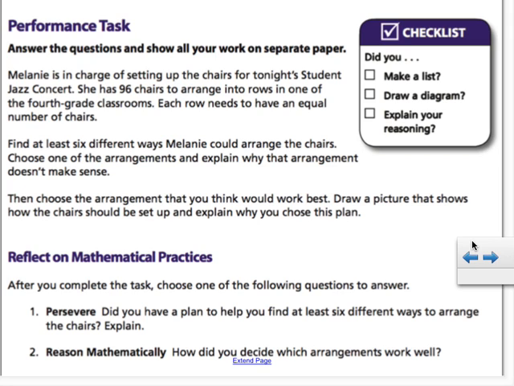I know it. She has 96 chairs, that's important, to arrange into rows in one of the 4th grade classrooms. If I'm in your way, remember, it's in your book also. Each row needs to have an equal number of chairs. So 96 chairs, equal number. Here's a direction right here. Find at least 6 different ways Melanie could arrange the chairs. Choose one of the arrangements and explain why that arrangement doesn't make sense.